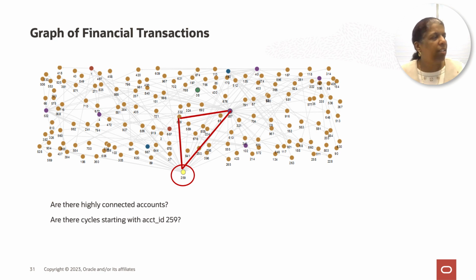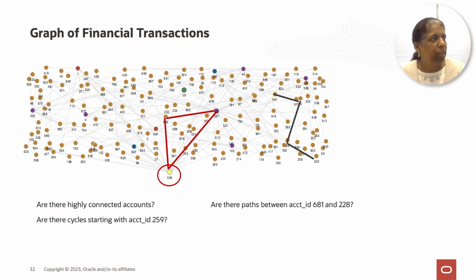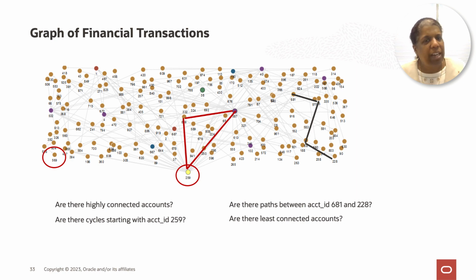Are there cycles starting and ending with this account? And then are there paths? So I've identified 681 as maybe a suspicious account. Is there a path between 681 and 228, either directly or indirectly? And are there accounts which are not very highly connected? Here, for example, is an account that only has one incoming transaction. I want to know whether there are accounts which don't have a lot of transactions. So again, these are all how you're connecting your accounts and asking queries based on those connections.